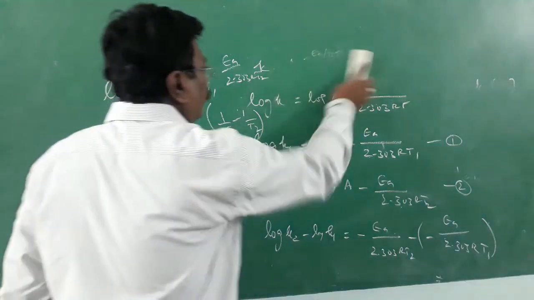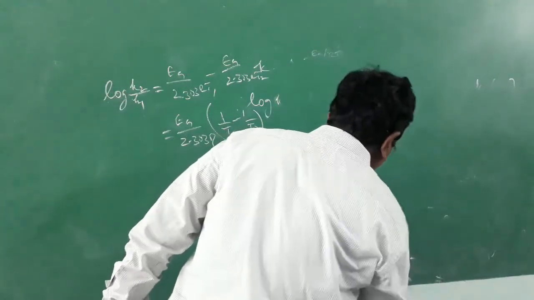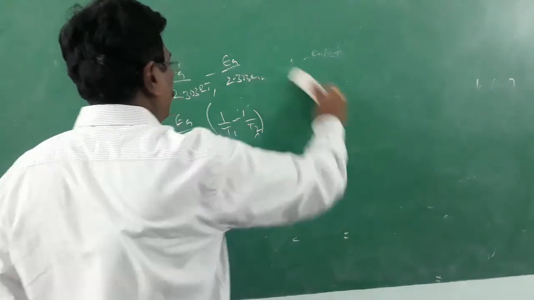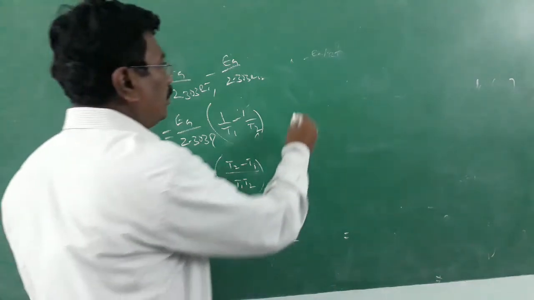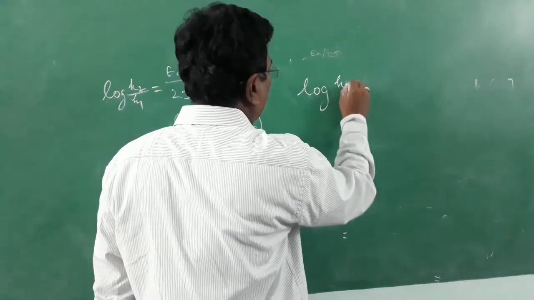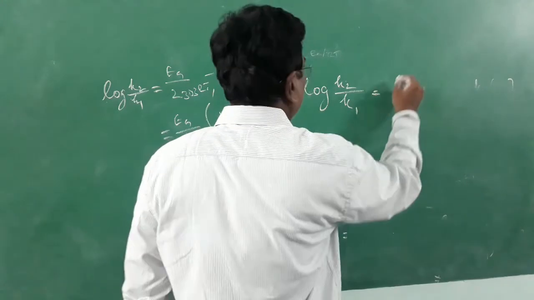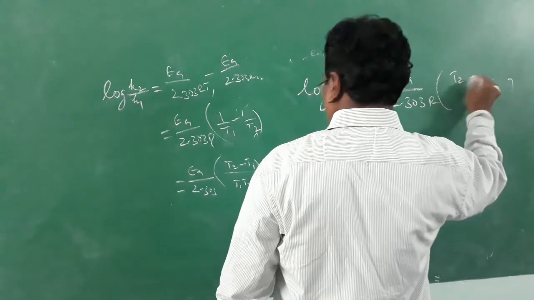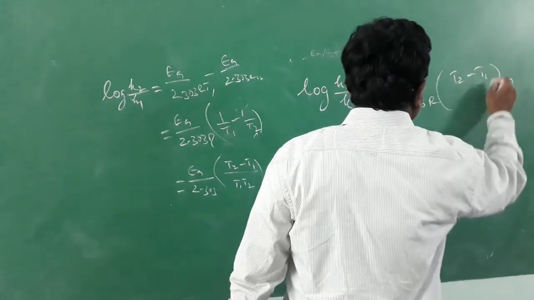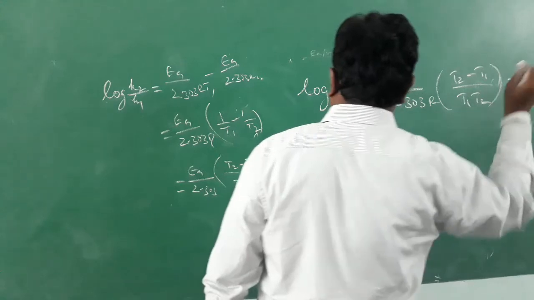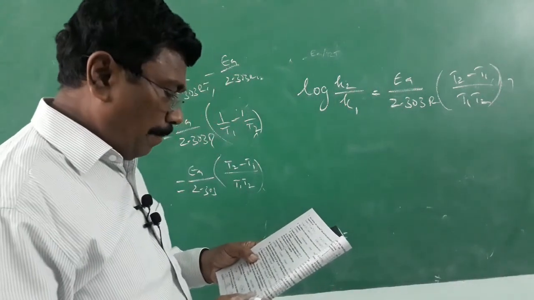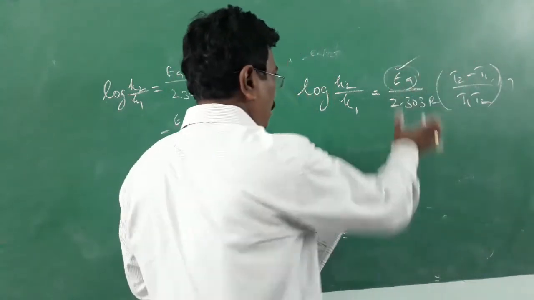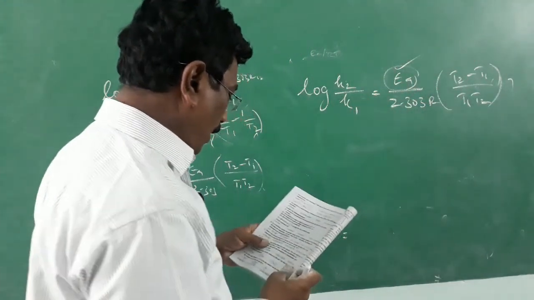Of course, I tried to derive it only to make you revise once again. That's all, no other intention. So you know the expression: log K2 by K1 is equal to Ea by 2.303 R into T2 minus T1 divided by T1 T2. What is asked here? You are asked to find out activation energy. Ea is asked, all other things you may be knowing.